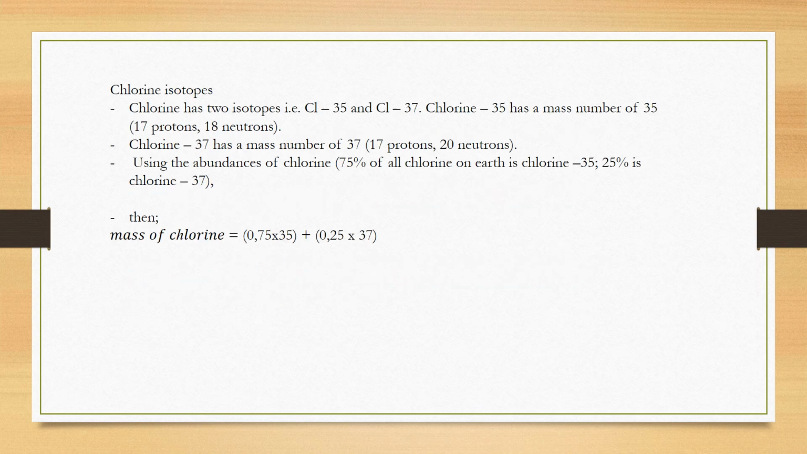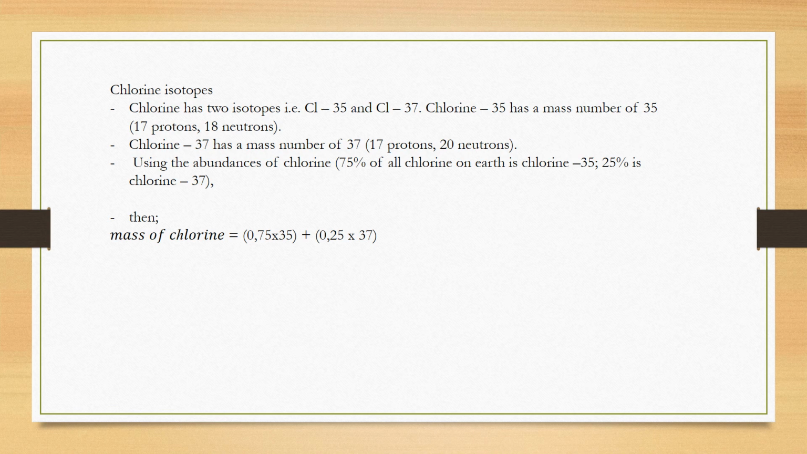We have chlorine isotopes: chlorine 35 and chlorine 37. Chlorine 35 has a mass number of 35, 17 protons and 18 neutrons. How did I get my neutrons? I simply said 35 minus 17 and I got 18 neutrons. And chlorine 37 has a mass number of 37. We have 17 protons and 20 neutrons. How did I get my 20? I simply said 37 minus 17, and then I got my 20 neutrons.